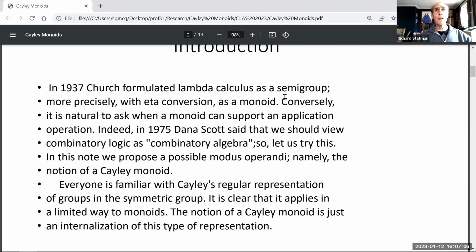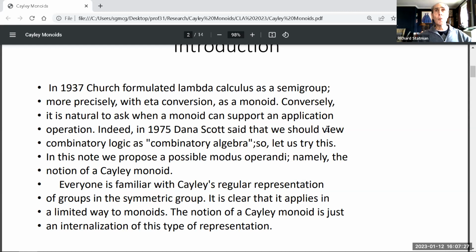Church formulated Lambda calculus as a semigroup in 1937. Actually, I think it was 36. With eta conversion as a monoid. Conversely, it's very natural to ask when a monoid can support an application operation. That's what I intend to try to give an answer to today.